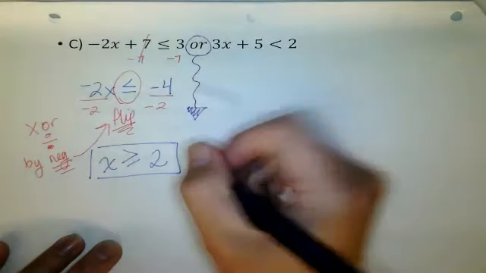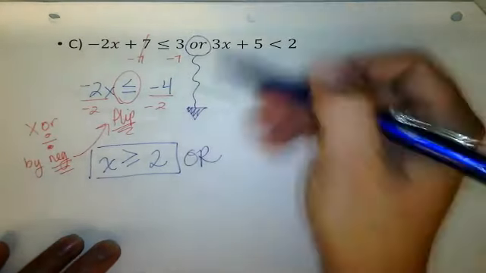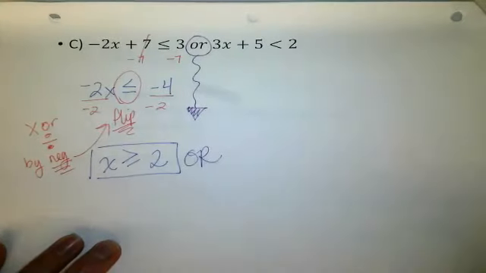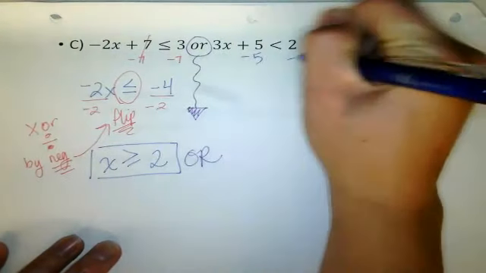I need you to make sure that you always bring down that or in the middle. That's a really important or. And now we're going to go ahead and solve the right-hand side as well. So what should we do first? Subtract the 5.